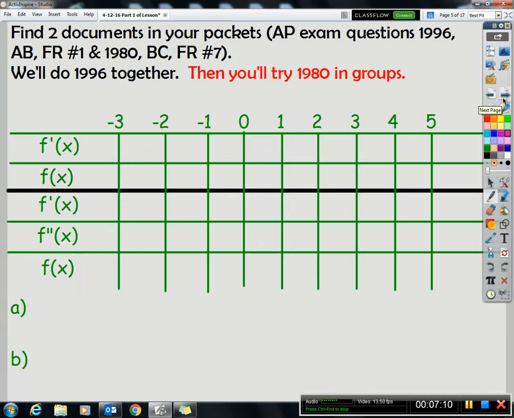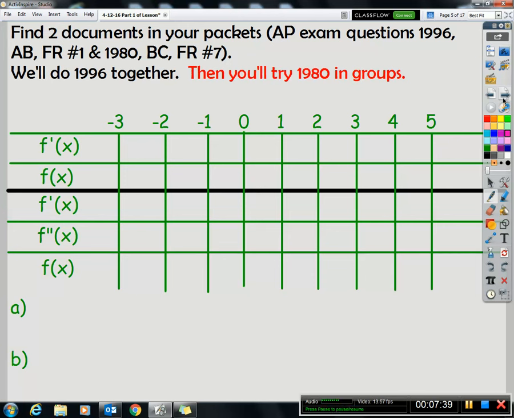Well, what I'd like for you to do now is get into your packets and find the document that says Multi-Representation of Functions Sample Problem 1996-AB1. Find that, and we're going to go through it together. Now, I'm going to move forward. If you need to stop the video for a second to find it, just hit pause, and then start me up again when you are ready to go.